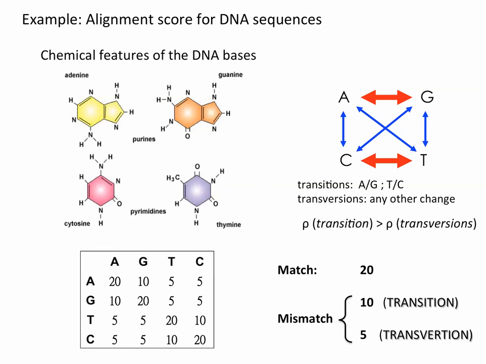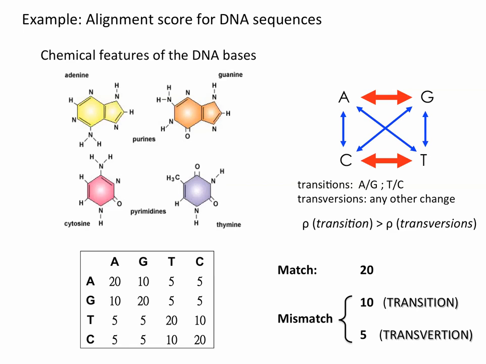Transitions are interchanges of two-ring or one-ring bases. These involve minor chemical changes between bases of similar shape. Thus, they are very frequent. On the other hand, we have the transversions, which are interchanges between one-ring and two-ring bases. These changes involve more drastic chemical modification and consequently are produced or accepted, from an evolutionary point of view, less frequently.